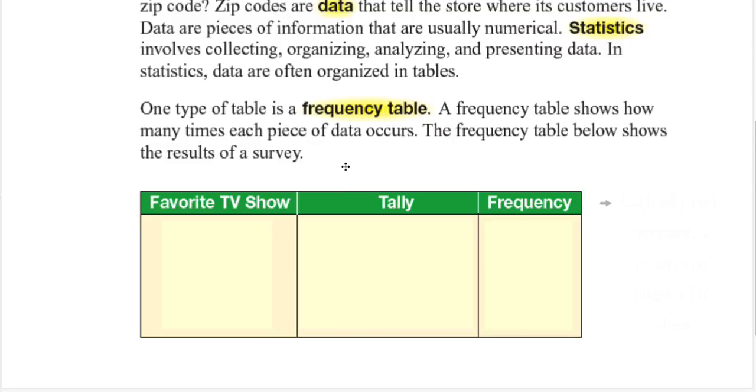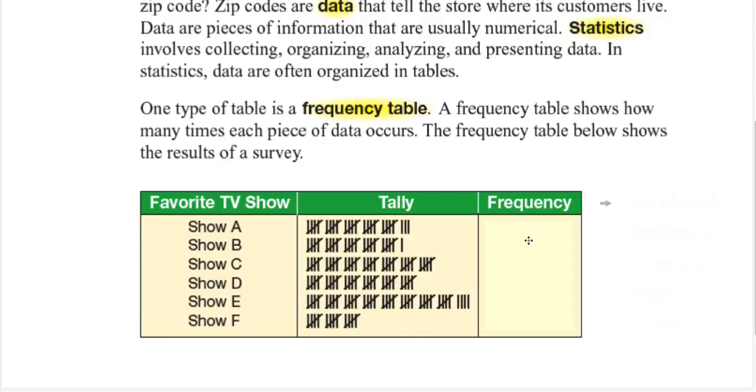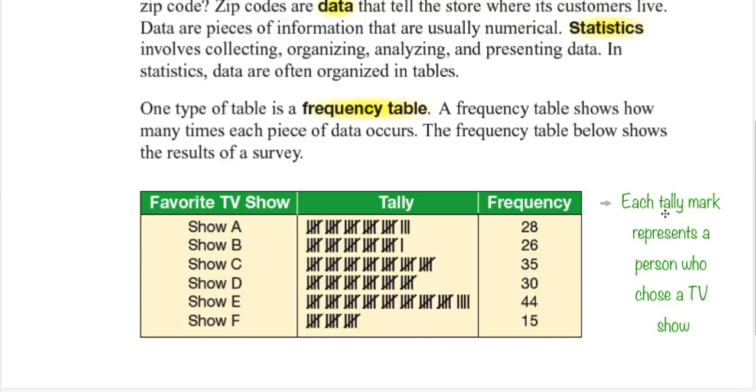The frequency table below shows the results of a survey. The heading is favorite TV show, in this case shows A, B, C, D, E, and F, and the tally marks for each show. Counting the tally marks, 28 people preferred show A, 26 people preferred show B, and so on, all the way to show F, wherein 15 people preferred show F. We also need to understand that each tally mark represents a person who chose that particular TV show.